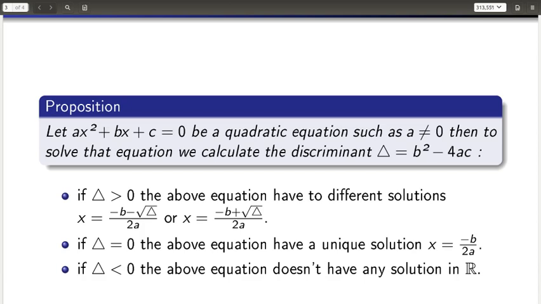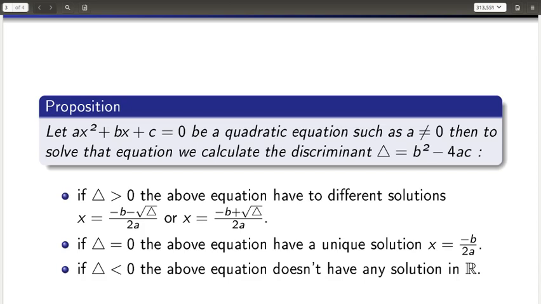The last case: if delta is strictly less than 0, otherwise said strictly negative, then the above equation doesn't have any solution in the real numbers.